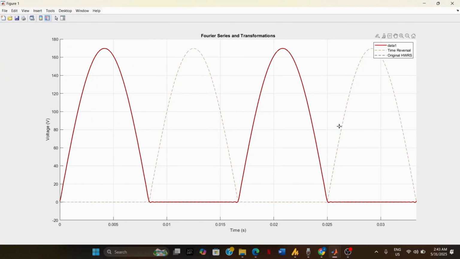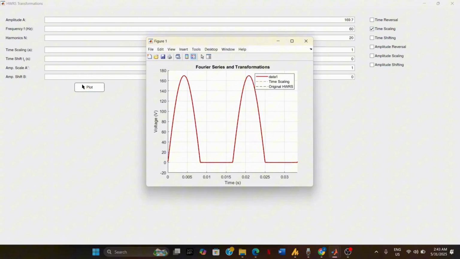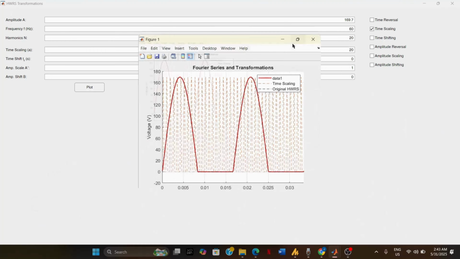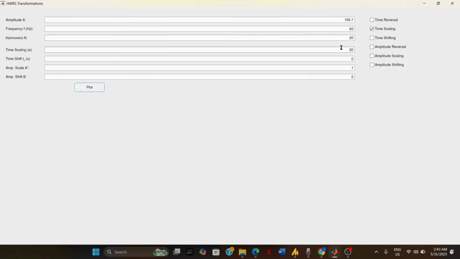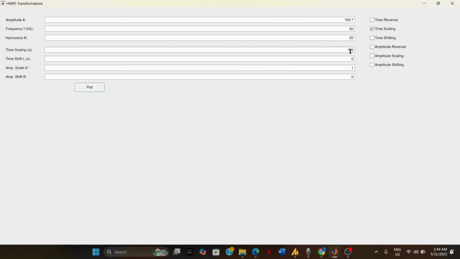On the left, we have the input signal parameters: A for amplitude, F for frequency in terms of hertz, N for number of harmonics used in the Fourier approximation, a for time scaling factor, t0 for time shift value, A prime for amplitude scaling factor, and B for amplitude shift value. And on the right, we have the 6 checkboxes that allow us to apply time reversal, time scaling, time shifting, amplitude reversal, amplitude scaling, and amplitude shifting. And in order to visualize the result, there is the plot button.